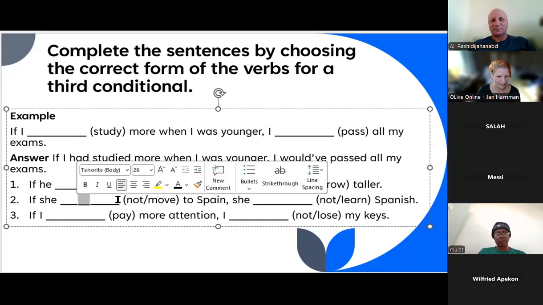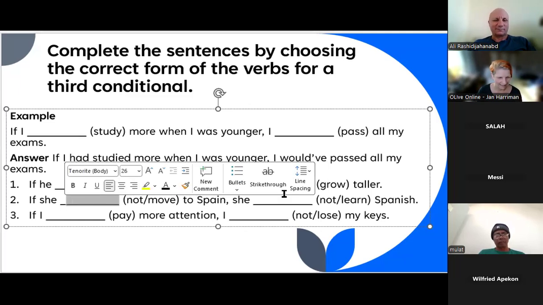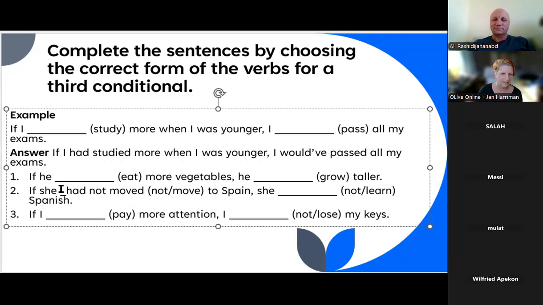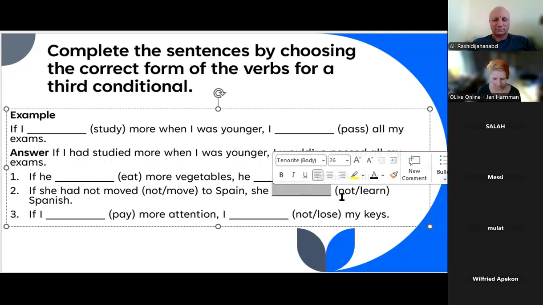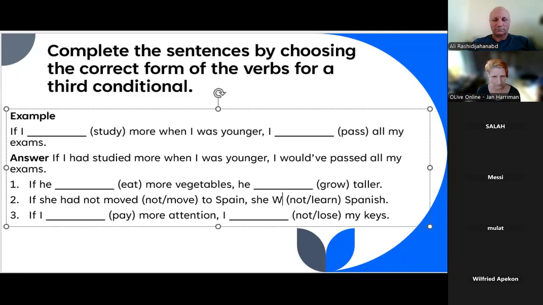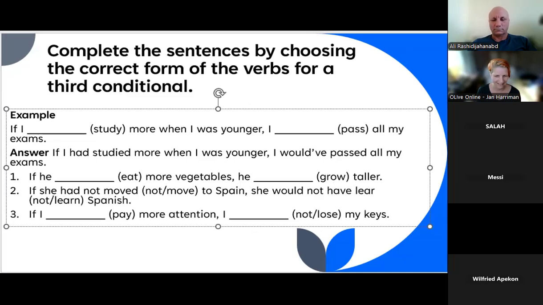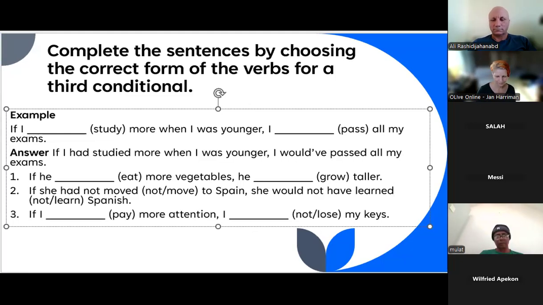Excellent. So it's the past perfect there, which is extra challenging when it's a negative. Where do we put the negative? There we go. And how about the last one? Who's got an answer to that?